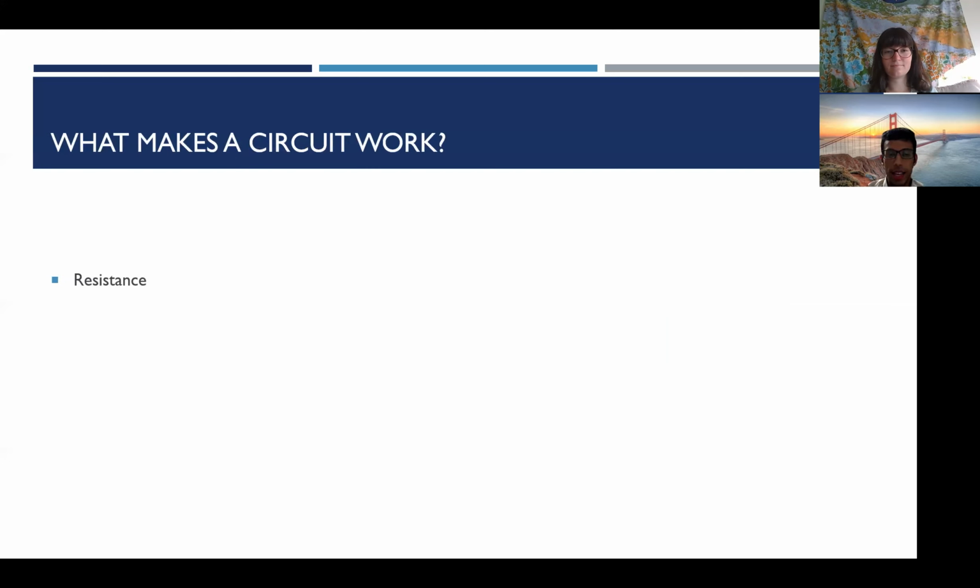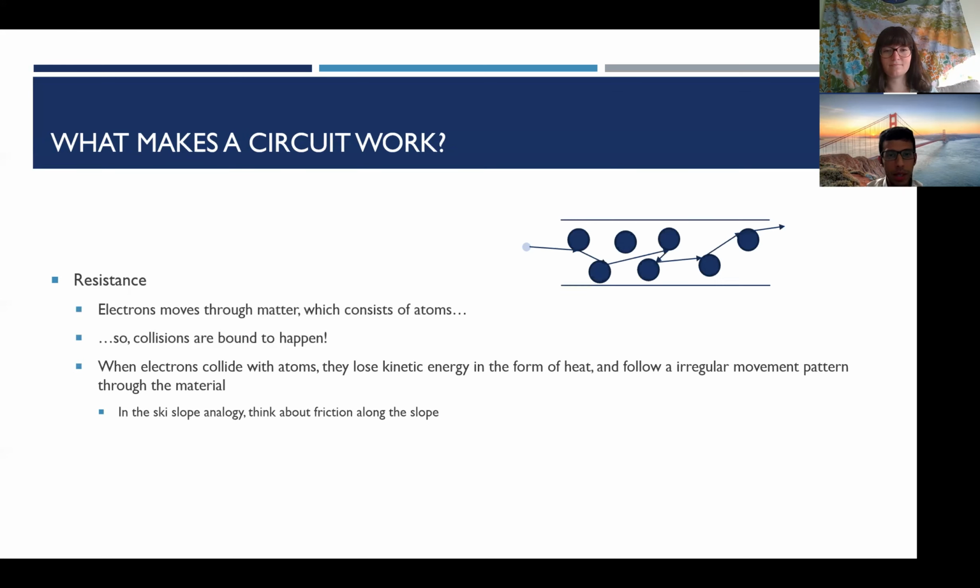So now, other things that make a circuit work. Resistance is another important quantity. When electrons travel through matter, we have to remember that matter is made up of atoms. And when electrons travel through that, they're bound to collide with the atoms. So that means that charges never have a fixed path through any kind of material. Or rather, they're not going to have a straight path through what they're going to travel through. So what is the path going to look like? It's going to be something similar to this.